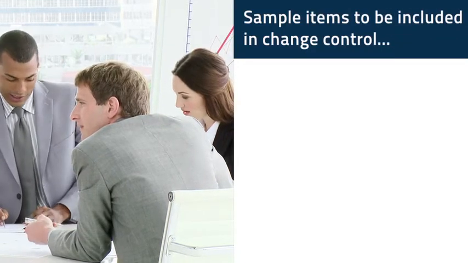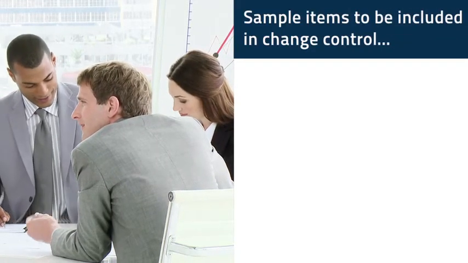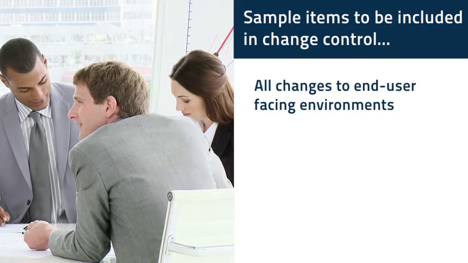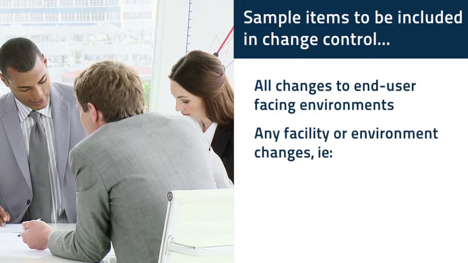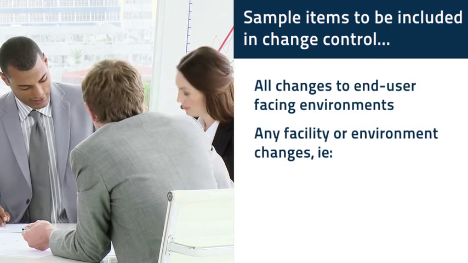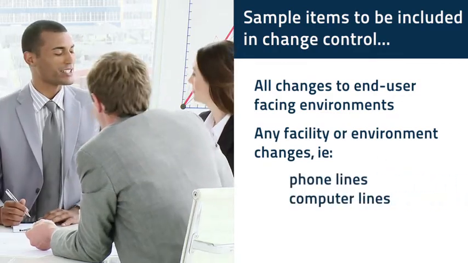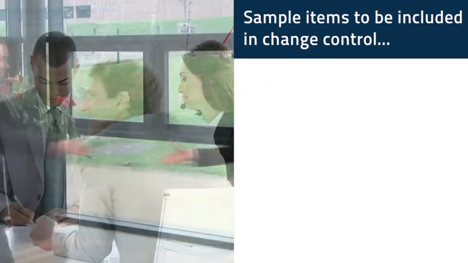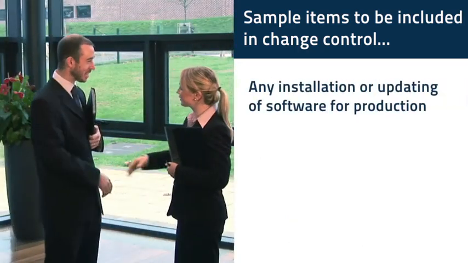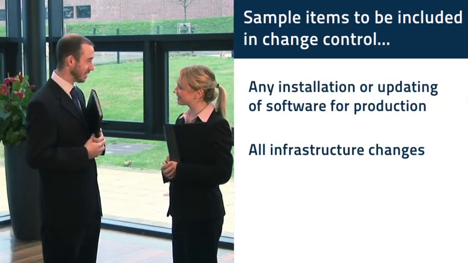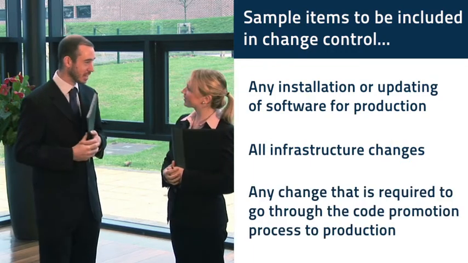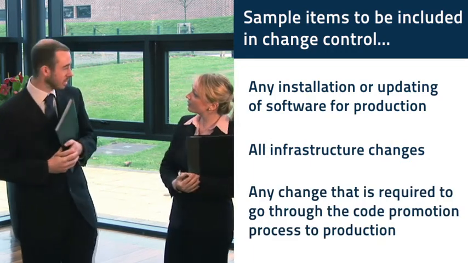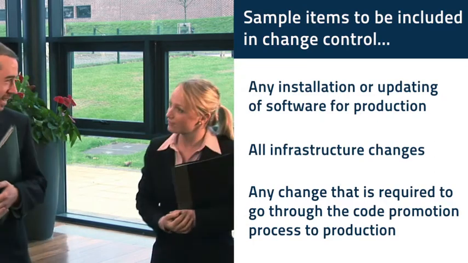The items covered by change control are all changes to end user facing environments, any facility or environment changes, i.e. phone lines, computer lines, network locations, etc. Any installation or updating of software for production. All infrastructure changes. Any change that is required to go through the code promotion process to production.